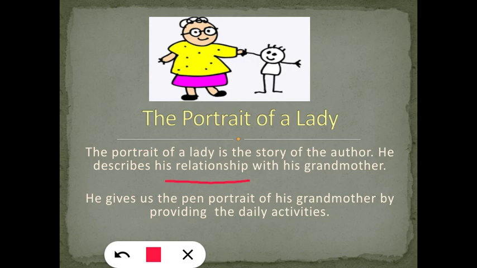So, again, I'm repeating, the author is giving us the pen picture. In fact, he's describing his grandmother in words, and he is kind of sharing with us the kind of lady that she was and the kind of daily activities that she was indulged in, right? So this is what the chapter is all about.